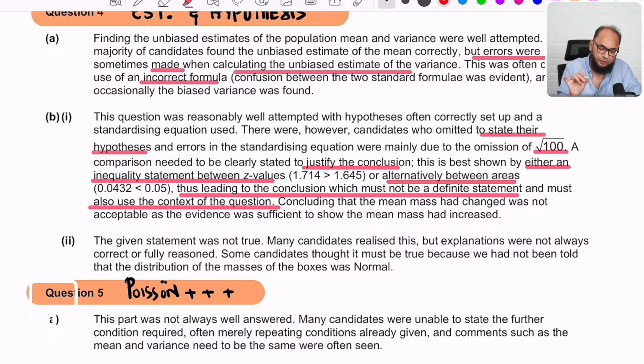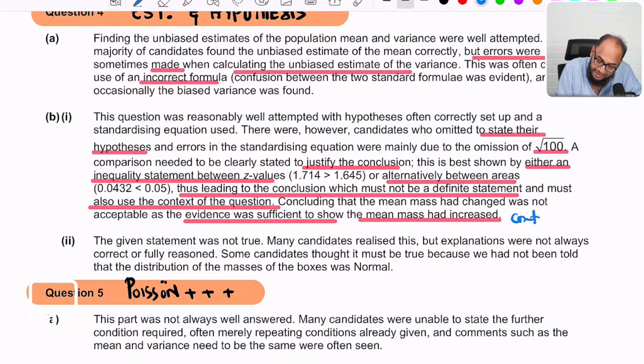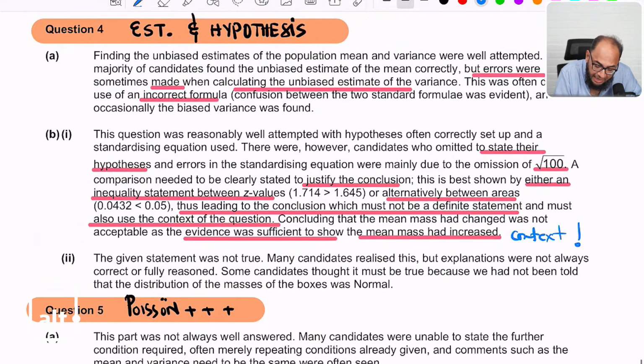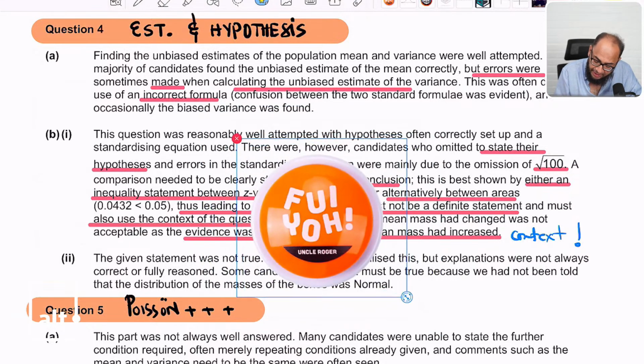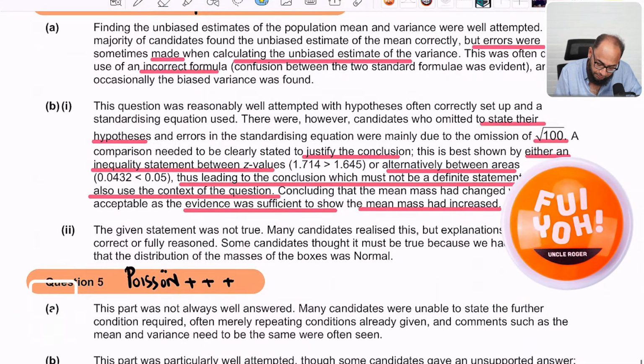That means I have shown it using that graph. I think I love that. I will follow that and I want you to follow that. Concluding that the mean mass had changed was not acceptable as the evidence was sufficient to show that the mean mass had increased. And the main thing over here, right in the context of the question, that is very necessary. If you do that, if you get everything correct, then it's a good thing and you'll be getting your marks.